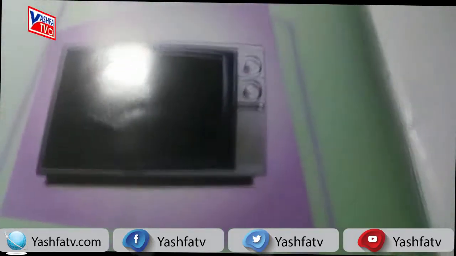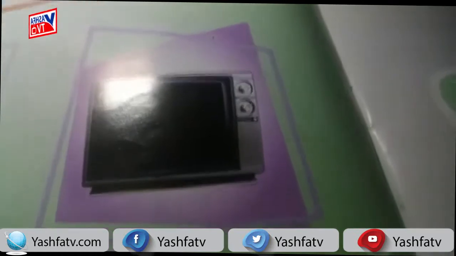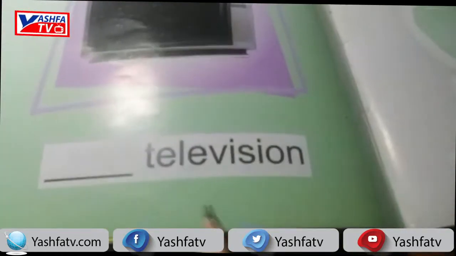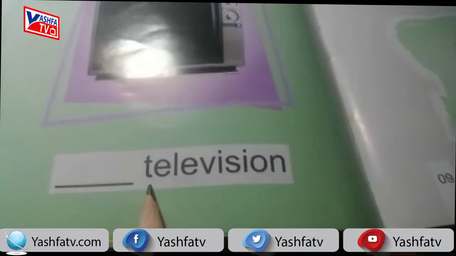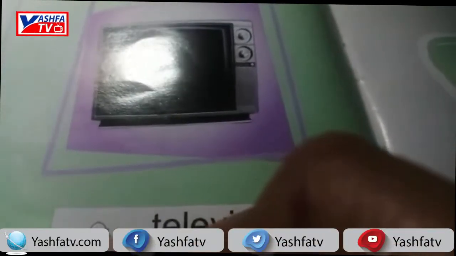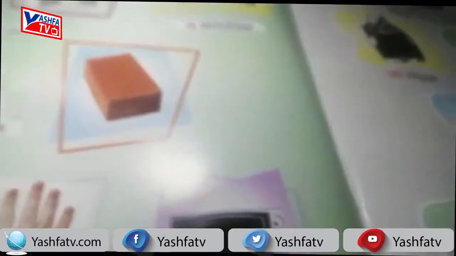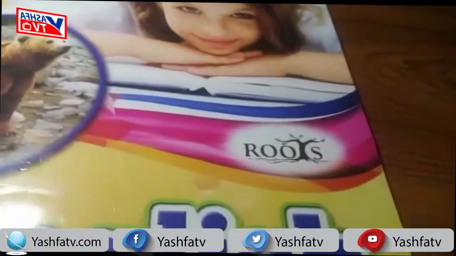Look at this, student. It's a television. Television, TV. And television starts with the letter T, and T is a consonant, and we write here a. Article a television. So students, it's your homework to find out more and more nouns that start with a consonant and use the article a.